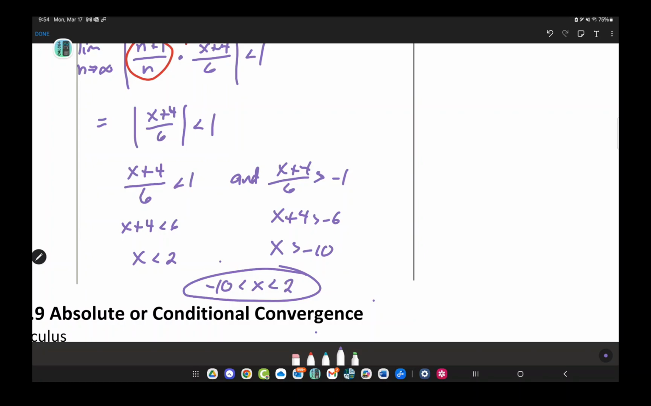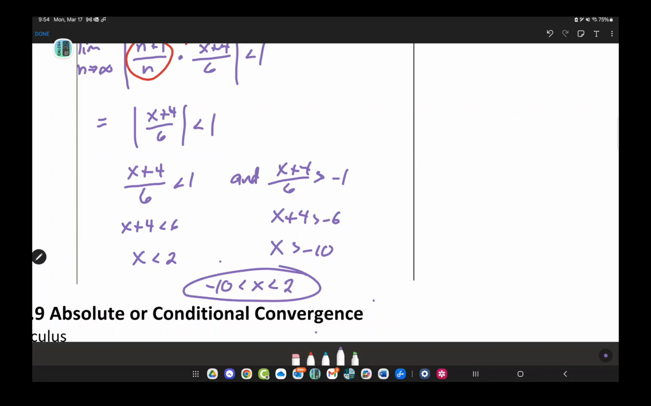Do we have to try it without the absolute value? No, because again, we're assuming that this converges absolutely. We just don't know what x values that would work for. So only if x is between negative 10 and 2 would this converge absolutely. Anywhere outside that range, it no longer converges absolutely.